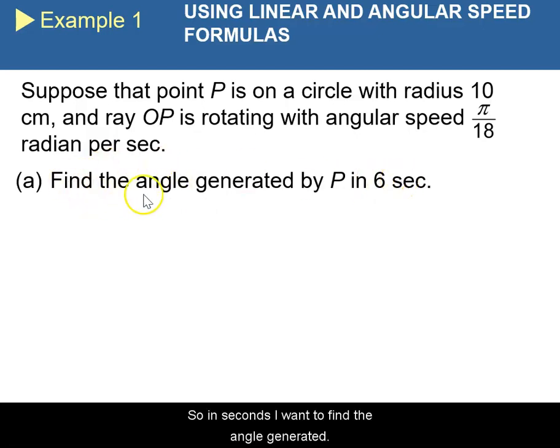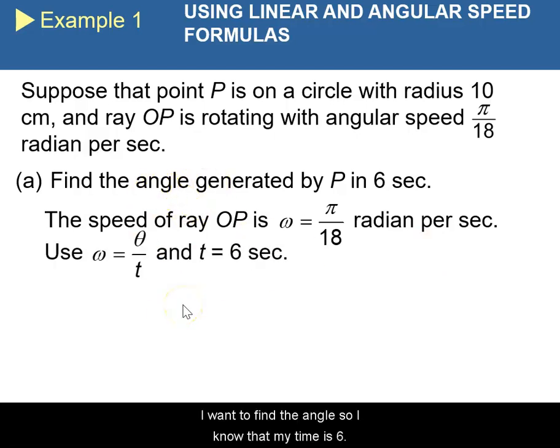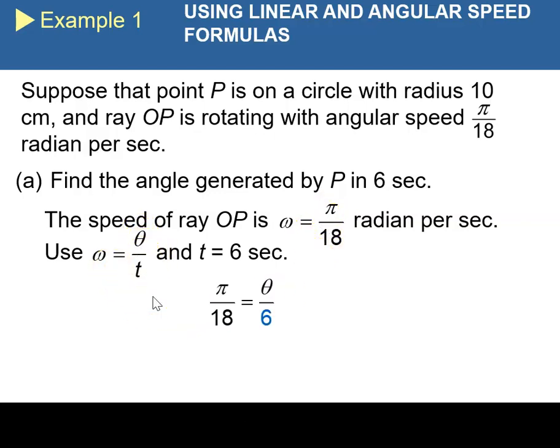So in seconds, I want to find the angle generated, right? The speed of my ray is omega equals pi over 18 radians per second, and I'm going for 6 seconds, and I want to find the angle. So I know that my time is 6, and so pi over 18 equals theta over 6. I'm just equating the two things that I know.